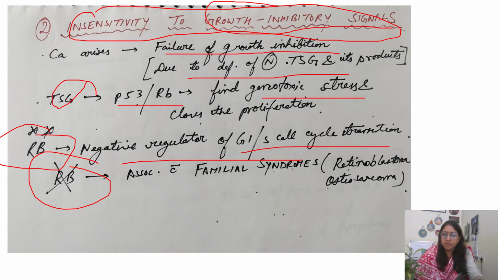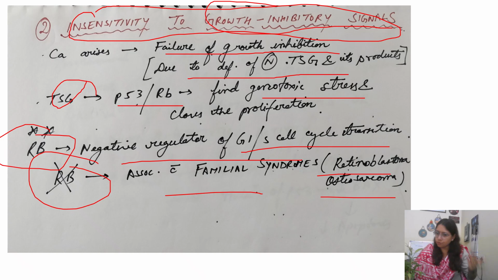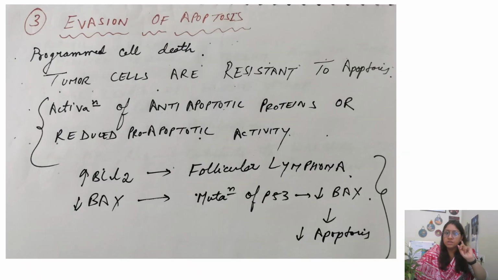कोई ग्रोथ इनहिबिटरी सिग्नल्स जाएंगे नहीं. तो this are seen in some malignancy like associated with familial syndromes like your retinoblastoma, osteosarcoma. So this is second very important hallmark of your cancers. They become insensitive to growth inhibitory signals. Self grow कर रहा है, self sufficiency है, and inhibitory signals को नहीं सुनना उसने. Insensitive to the growth inhibitory signals. The third point is evasion of apoptosis.